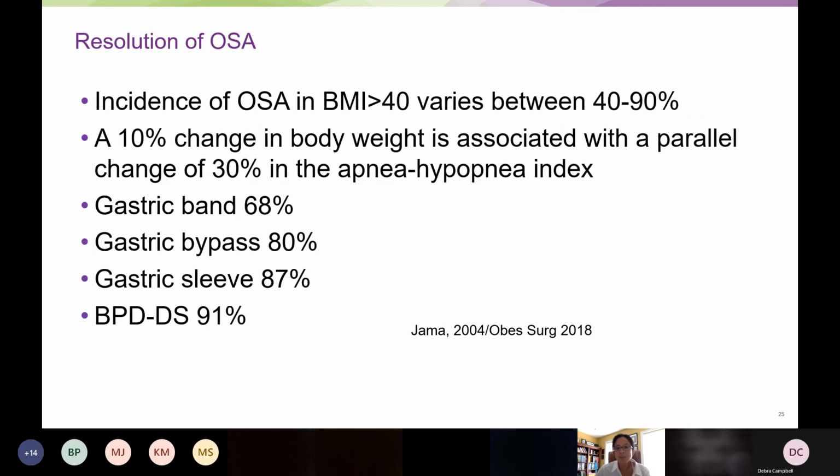Sleep apnea is very, very common in patients with a BMI greater than 40. In studies, the incidence runs anywhere from 40% to 90%. A 10% change in body weight is associated with a parallel change of 30% in the apnea-hypopnea index. If you look at these different surgeries, gastric band is pretty efficient in helping resolve sleep apnea at 68%. Gastric bypass and gastric sleeve are over 80% in resolution, and biliopancreatic diversion helps resolve sleep apnea in over 90%.